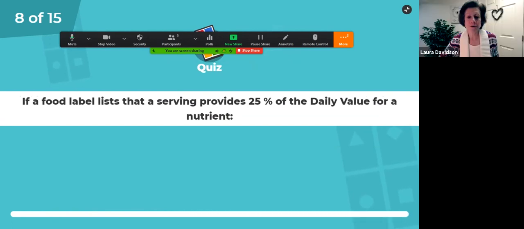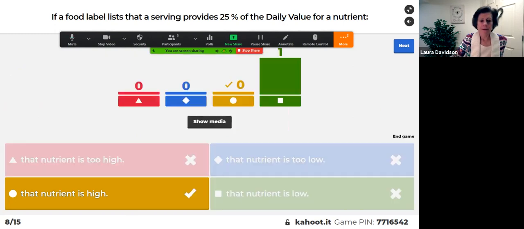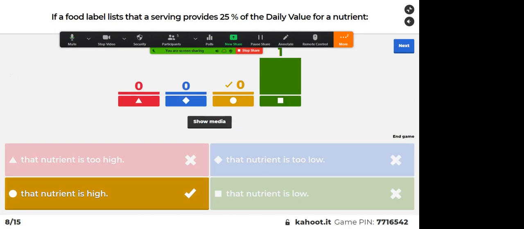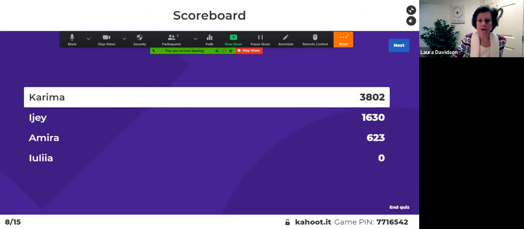Okay, this is a little bit tricky, but we did go over this. So let's see how you do. 25% of the daily value means, this is a tricky one. Yeah, it is. Very good. So what happened is I threw in too high, which isn't true, because if it's something you want more of, like calcium, it's not too high. It just means high or low. So remember that. A lot of these are linked to test questions.